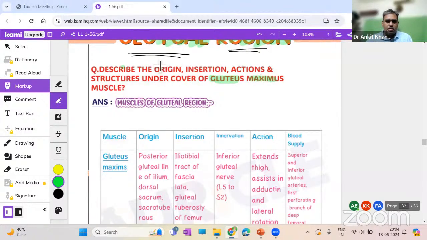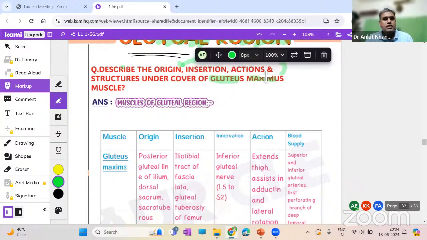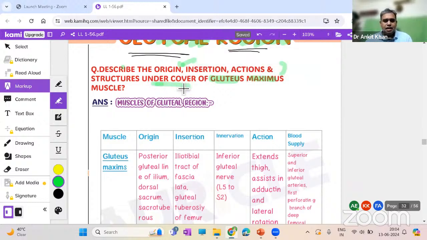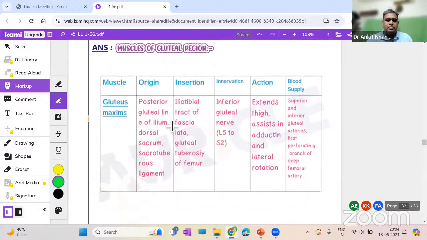The questions that can normally come are: tell us the complete information about the gluteus maximus, and what are the structures under cover of the gluteus maximus muscle. As we've discussed already a number of times, whenever a question comes for any muscle, you have to do these 4 or 5 things: discuss the origin of the muscle, the insertion of the muscle, which nerve supplies it, and its major action. If you want, you can additionally write about blood supply.